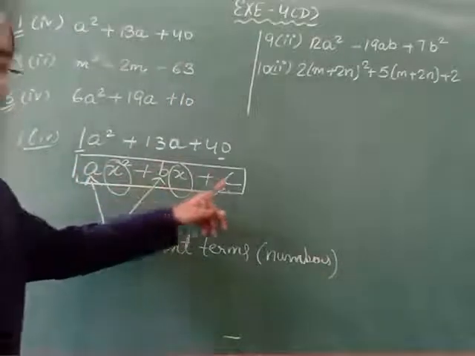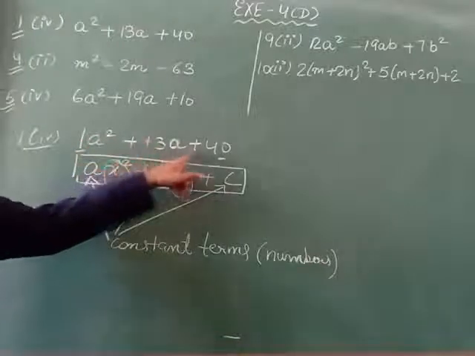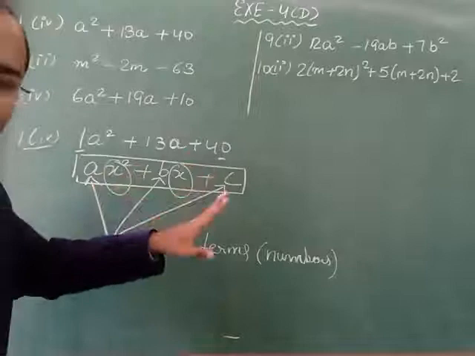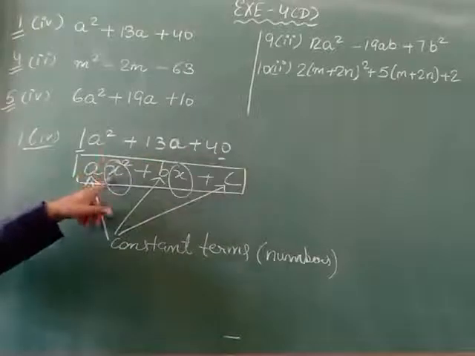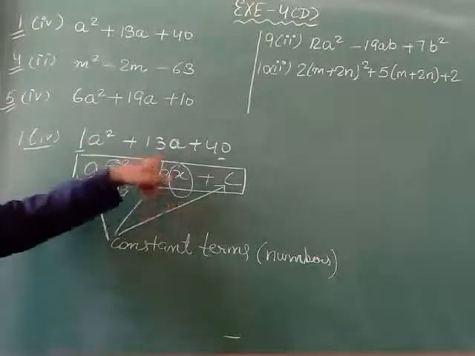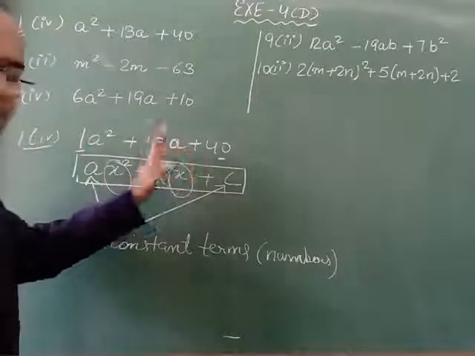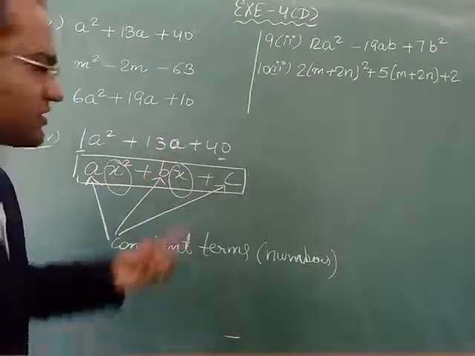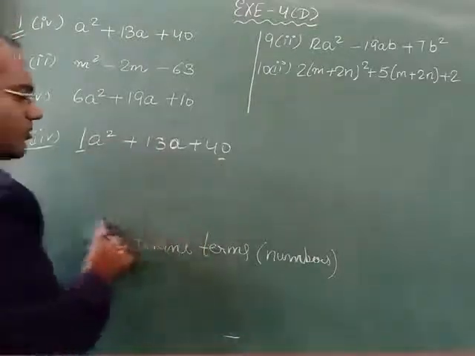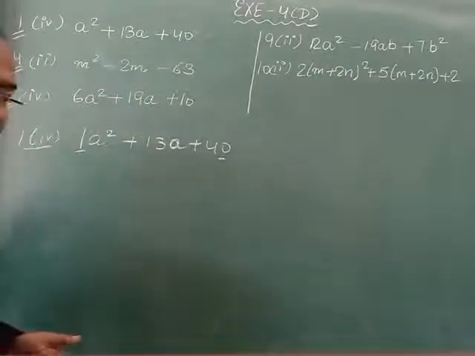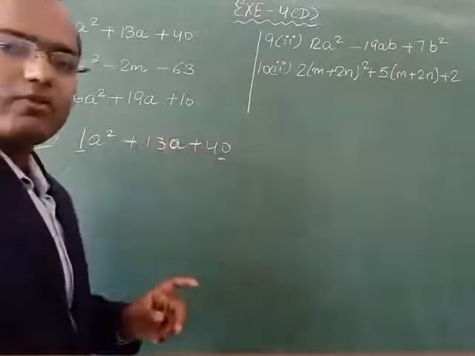ax square plus bx plus c. This equation is also in the form of ax square plus bx plus c, where a, b and c are constant terms. So this is the a value, this is the b value and this is the c value. In place of x square, a square is written, and in place of x, a is written. These three are constant terms. Now first of all we have to find the product of first and last. Product means multiply. 1 multiply 40, the answer will be 40.